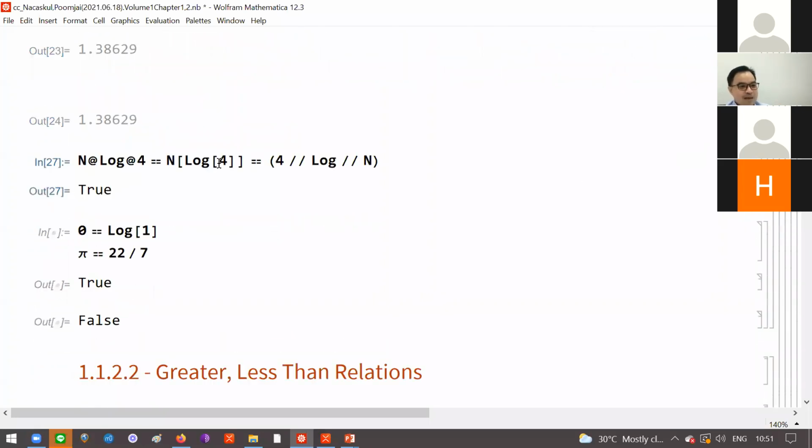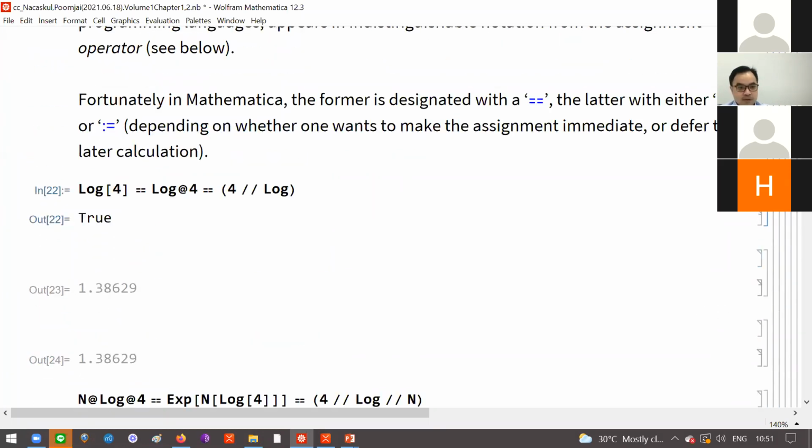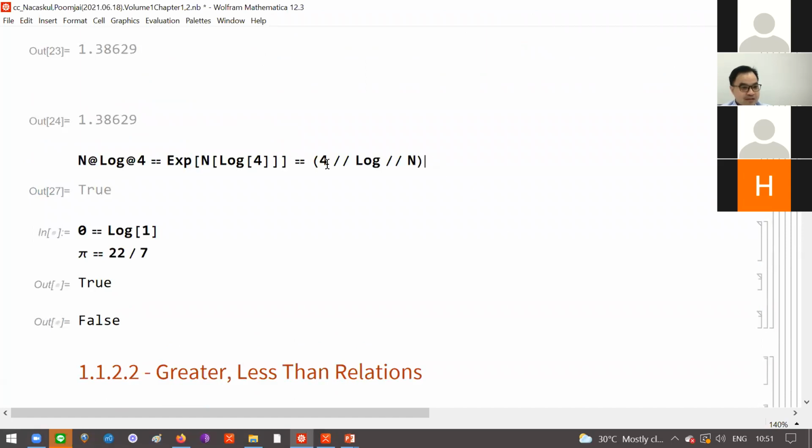Now, why do I make this detour? Because it's very useful. It's like a shorthand. Sometimes there are a lot of functions where you apply a function and then another function and then exponential and all that, so there's a lot of brackets. Sometimes this is easier, right? So this is called postfix application. This is operator notation.